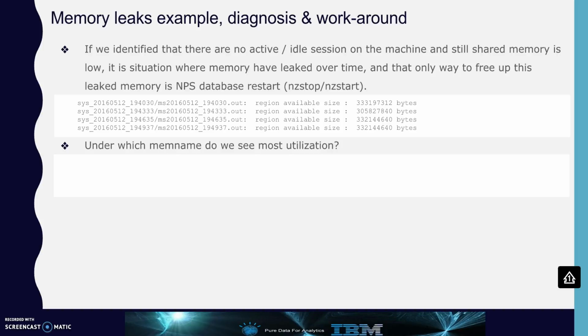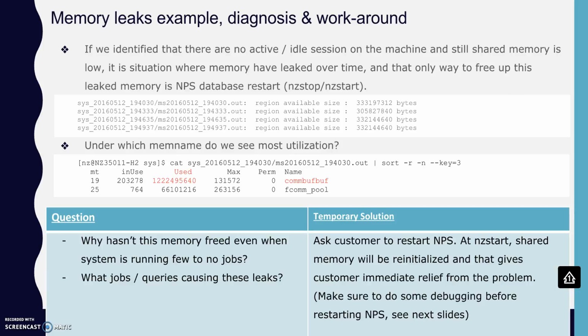Let's look at an example where it is a memory leak situation. What would be our diagnosis and what would be our workaround? If we do identify that there are no active or idle sessions on the customer's machine, yet the memory utilization is high, in such situations memory has leaked over time, and the only way to fix it is a database restart. When we graph the available size, we would see only a few megabytes left. And when we look at the detailed section, we would find the mem name where most of the allocation is based. The question that comes to mind is, why hasn't this memory failed even when the system is running few or no jobs? What jobs or queries are causing these leaks?